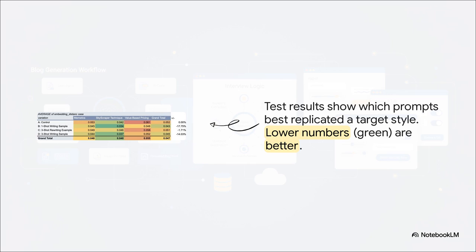This table shows the results from testing a few different prompting strategies. Now, don't worry about all the numbers, just focus on the highlighted green boxes. That's the style distance we were just talking about. And remember, lower is better. You can clearly see that some prompts were way more effective than others. This isn't guesswork. It's using data to find the absolute best prompt.